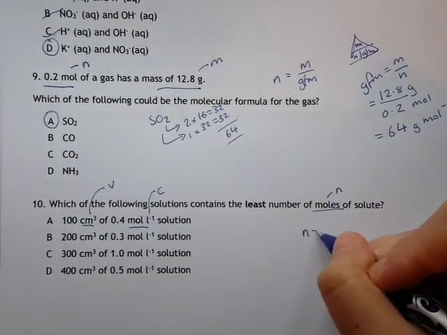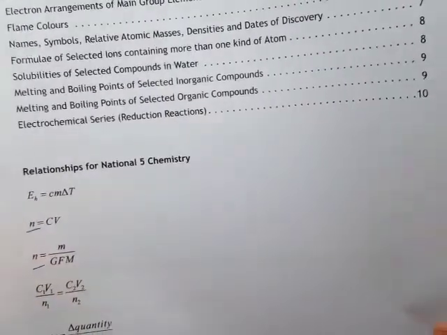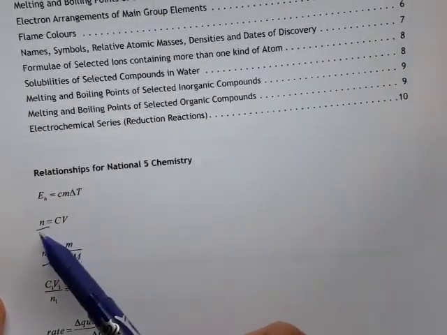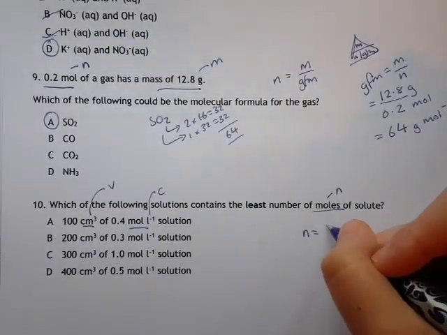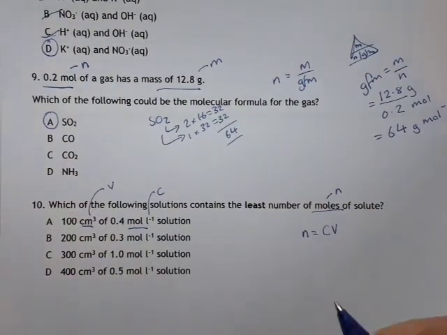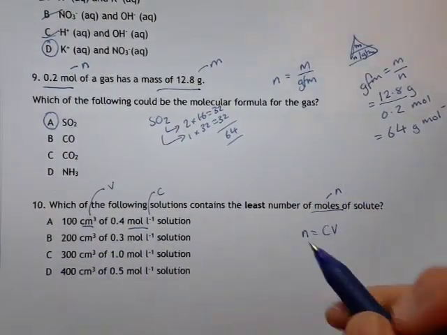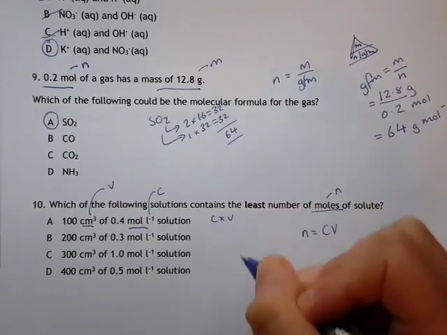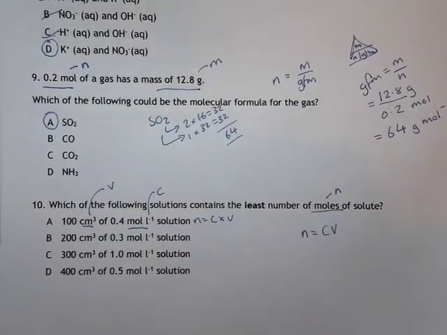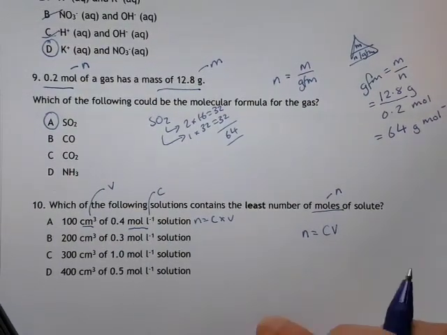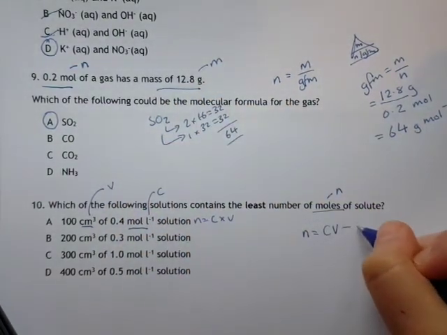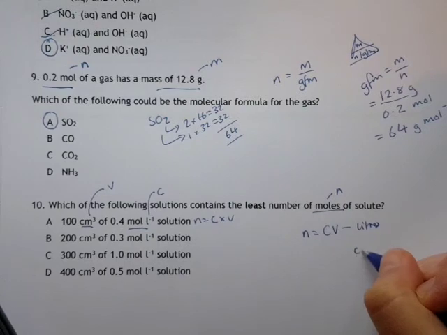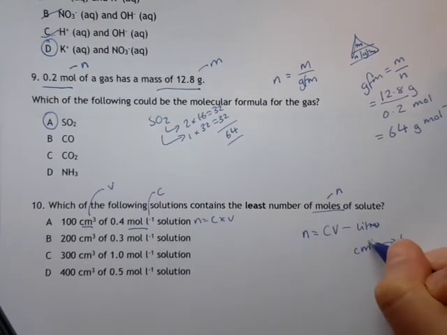So in this question, we were asked about number of moles. We've got concentrations and volumes, so we're going to be using N equals CV. We're just going to do C times V for all of these numbers, and then figure out how many moles each of them is. Now, one thing we've got to remember is that V is in litres. So to get from centimetres cubed to litres, you're going to divide by 1,000.